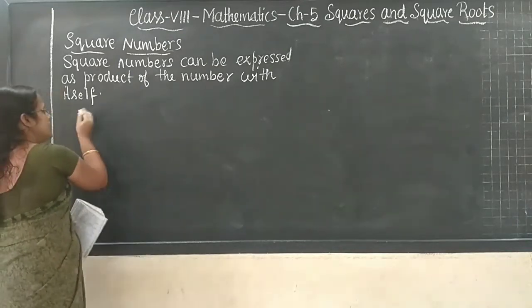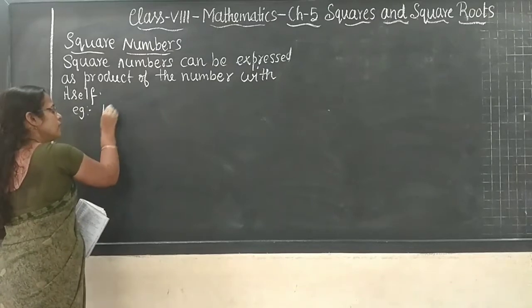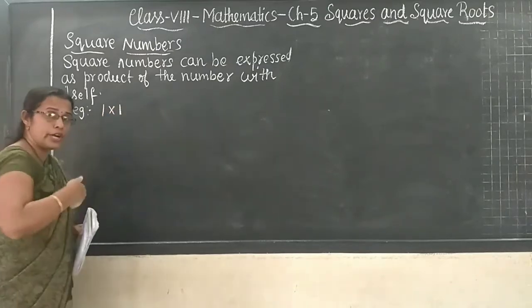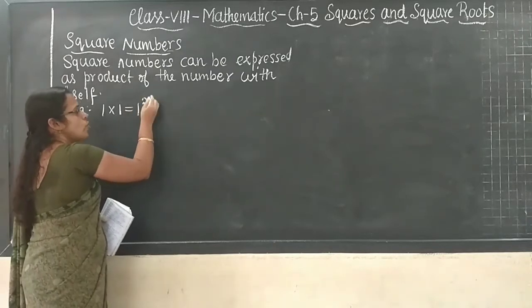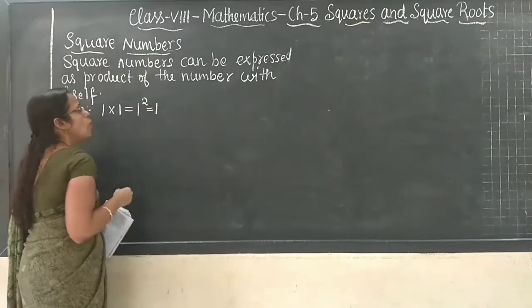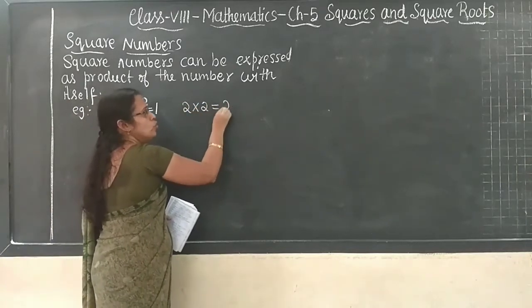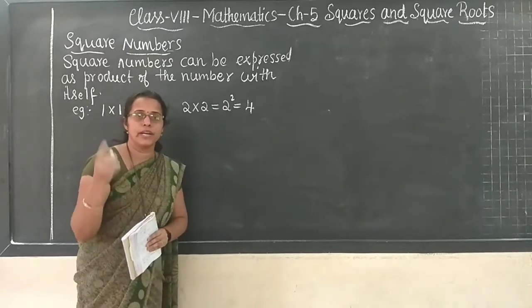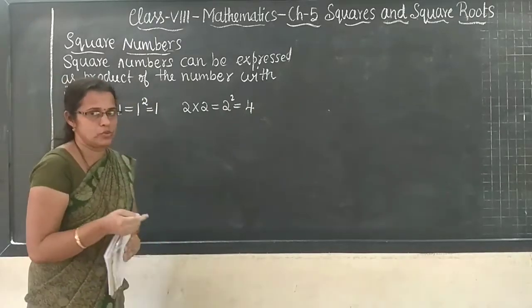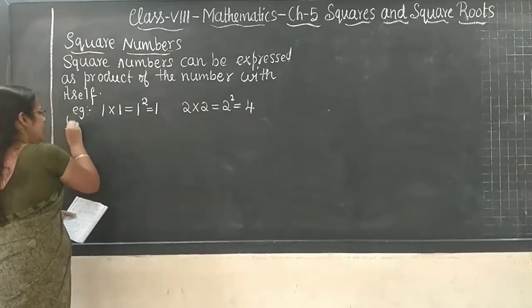So what does a number with itself mean? Example, 1 into 1. Product of a number with itself is 1 into 1, 1 square. 1 square is 1. Then 2 into 2, 2 square. 2 square is 4. Number with itself, the meaning is this. So now, what is the general form of this to write?